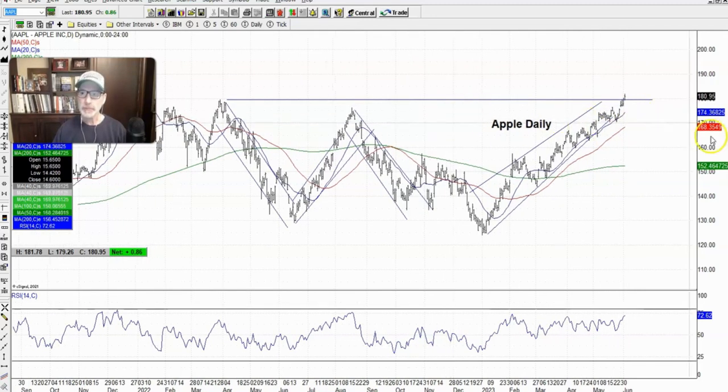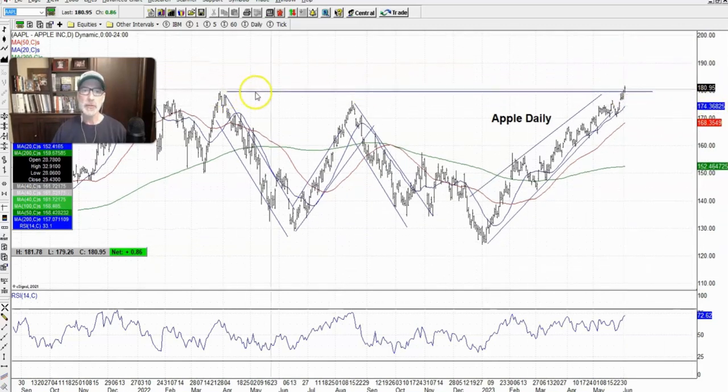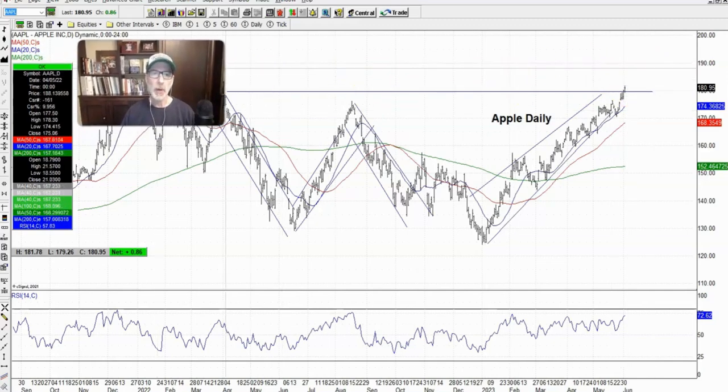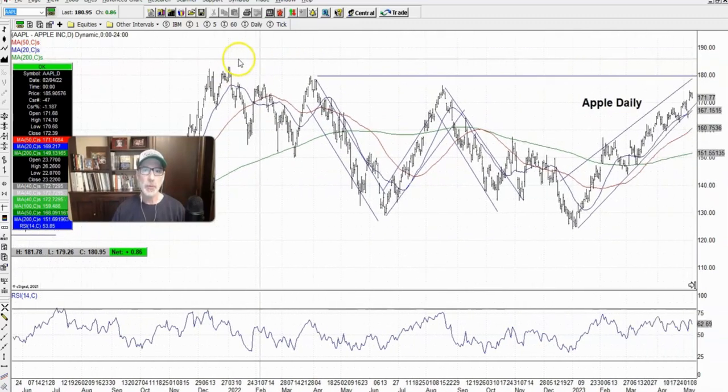Now you can see it just popped above the resistance line. This was Friday, yesterday, June 2nd, and Apple finished above this major resistance line. Now you need a little bit more than one day to determine whether it's going to stay above it. So I think next week will be very telling whether Apple's price is going to continue on higher. If we want it to take out all-time highs, which is not that far, just in the low 180s here, which was right in early January 2022.